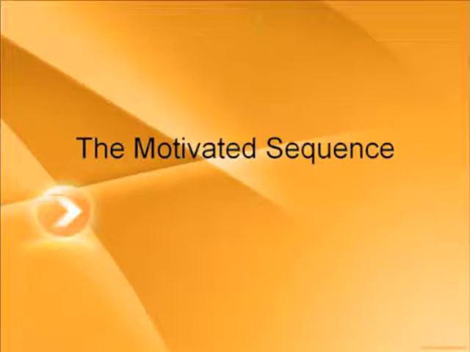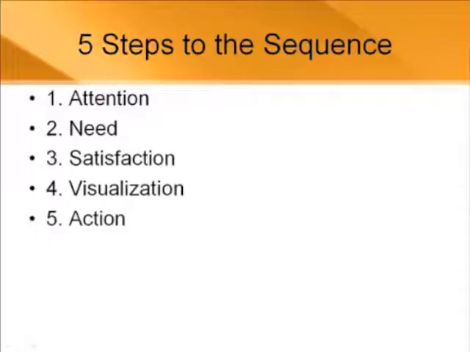First off, the motivated sequence was developed by Alan Monroe, who was a professor at Purdue University, and he developed the sequence many years ago as he studied psychology and ways that we can persuade people and get them to take action. He recognized that there were 5 steps to the sequence, and you can see the 5 steps listed here: attention, need, satisfaction, visualization, and action. Today what we'll do is we'll walk through each one of these steps to be able to fully understand how we can create persuasion in our audience.